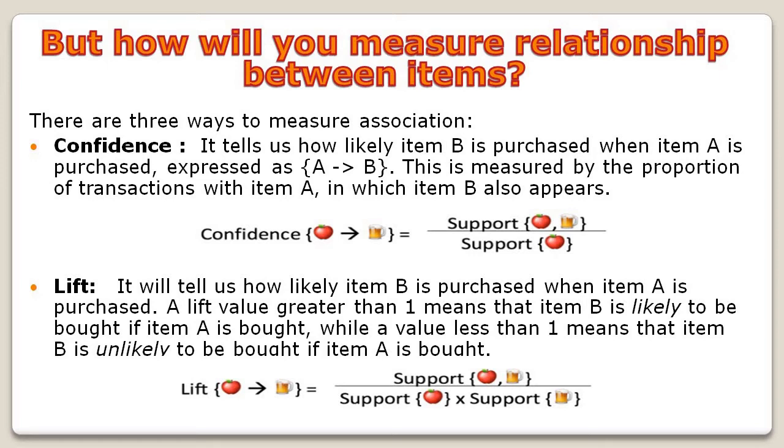Now the third one is the lift. Lift will tell us how likely item B is purchased when item A is purchased. Again, support is used in this calculation as well. Now, support is the most basic calculation which is used to calculate the confidence and the lift.